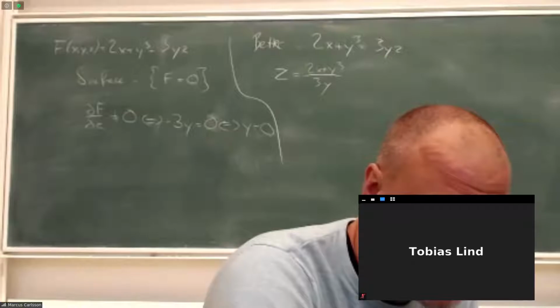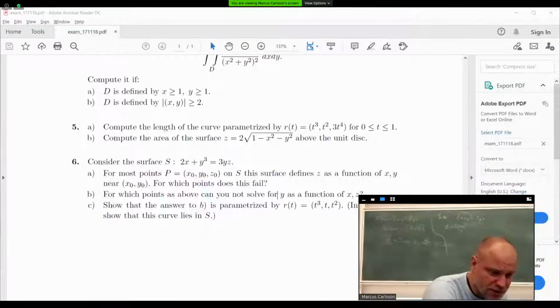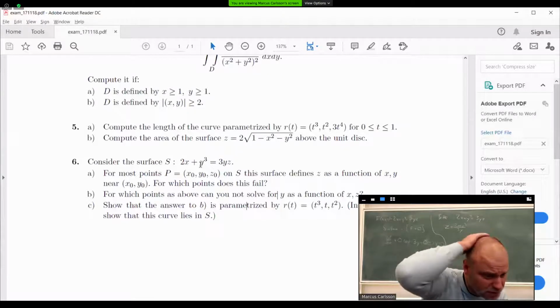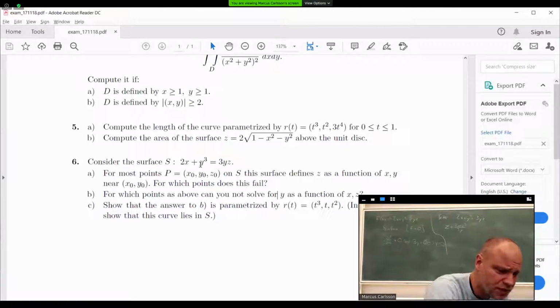All right, guys, so we have to speed this up. For which points as above can you not solve for y as a function of x and c? Now that's a more complicated one because, if you think of x and c as fixed variables, there is no way we can solve this. Well, there's some way, but we get a third order equation and we don't have the tools to solve that. There is some algorithm made by some Italian in the 15th century, but it's not taught anywhere these days.